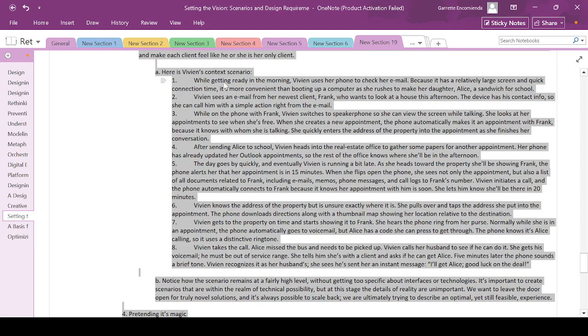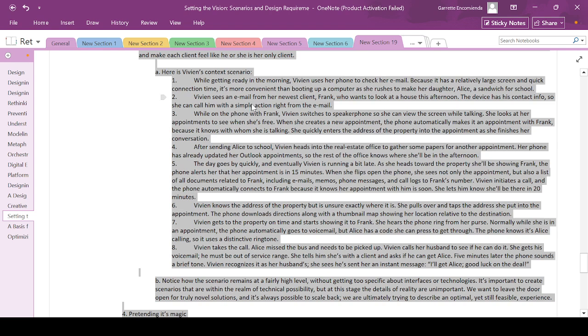Here's Vivian's context scenario. First, while getting ready in the morning, Vivian uses her phone to check her email because it has the relatively large screen and quick connection time. So instead of the desktop, she used the phone. It's more convenient than booting up a computer, as she rushes to make her daughter Alice a sandwich for school.